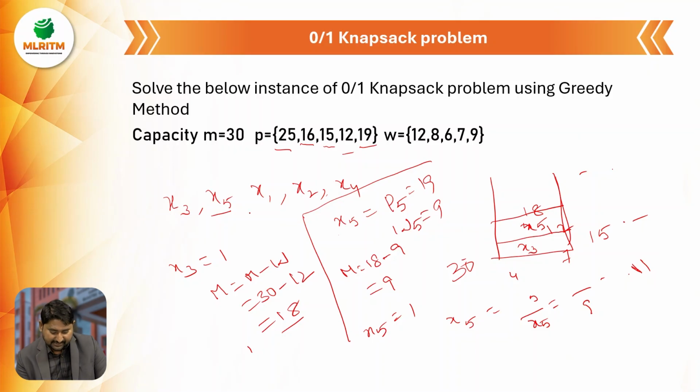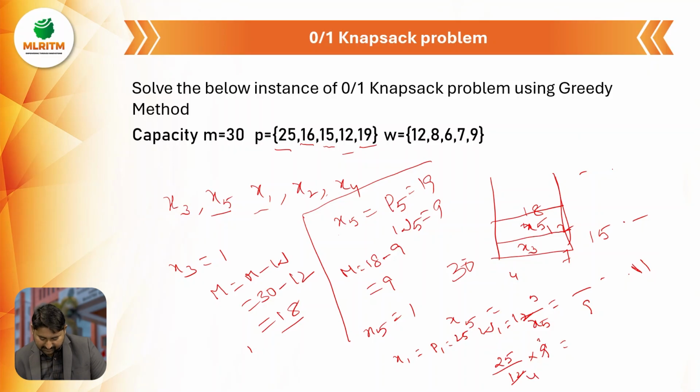Okay, next which one is placed as the next item? X1. So X1, what is the profit value? P1 equal to 25. Next, what is the weight value? The weight value is 12. So next you place the next value. But in this knapsack the remaining capacity is only 9. So the total value cannot be placed. That's why 25 by 12 into the remaining capacity, 9, that equals. So calculate the fraction.